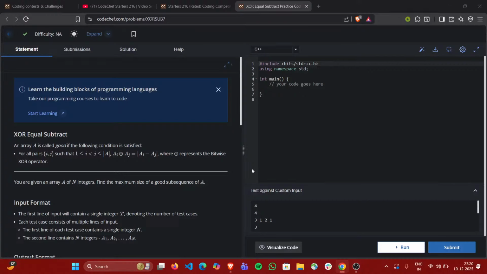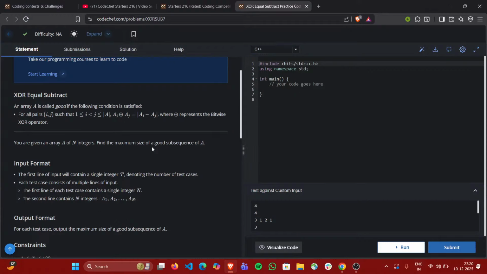Okay. So yeah, this is the question: XOR equals subtract. It says that an array A is called good if it satisfies the following condition: for all the pairs i, j in the array, where i and j are indexes of the array, ai XOR aj must be equal to mod of ai minus aj.